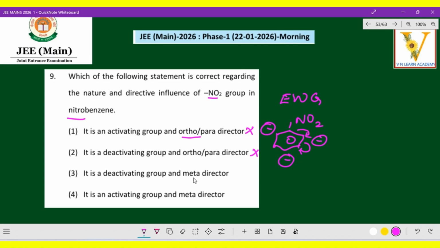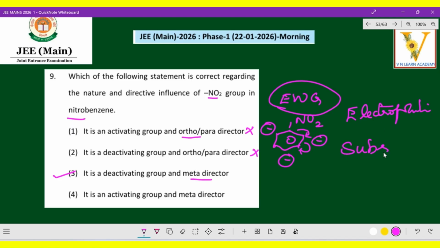Now the next one: deactivating group, yes, it is correct. Meta director, yes, exactly, it is true. Deactivating group, because it is an electron withdrawing group. This is a deactivating group only. And the next one, electrophilic substitution reaction. Now here, it is an activating group and meta director. Activating will not be correct, it is a deactivating group only. Meta director is correct. So which is the correct option?